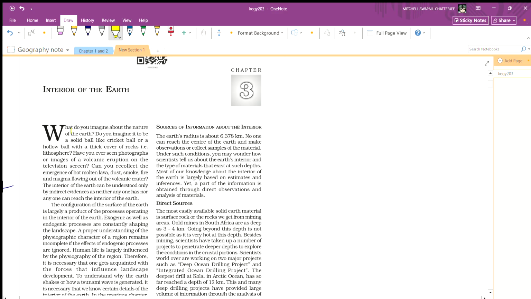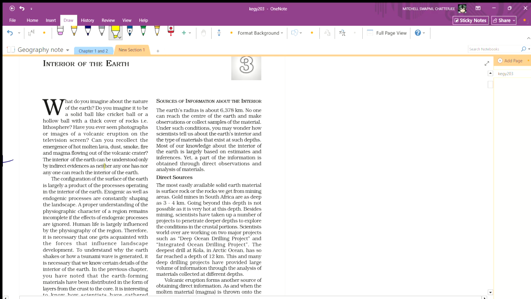So, what do you imagine about the nature of the earth? Do you imagine it to be a solid ball like a cricket ball, or like a hollow ball with a thick cover of rock, that is the lithosphere? Have you ever seen photographs or images of a volcanic eruption on a television screen? Can we recollect the emergence of hot molten lava, dust, smoke, fire, and magma flowing out of the volcanic crater?